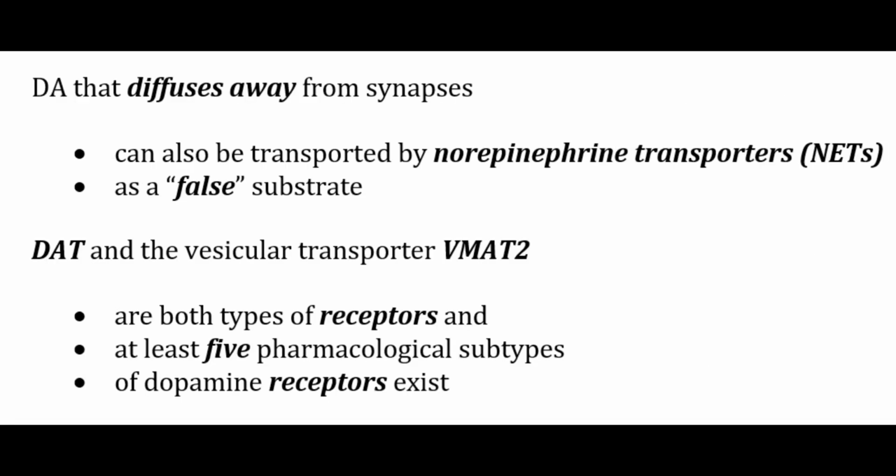Now, interestingly, dopamine that diffuses away from the synapse can also be transported by norepinephrine transporters, that is NETs, as a false substrate. The DAT and the vesicular transporters VMAT2 are both types of transporters, and at least 5 pharmacological subtypes of dopamine receptors exist.